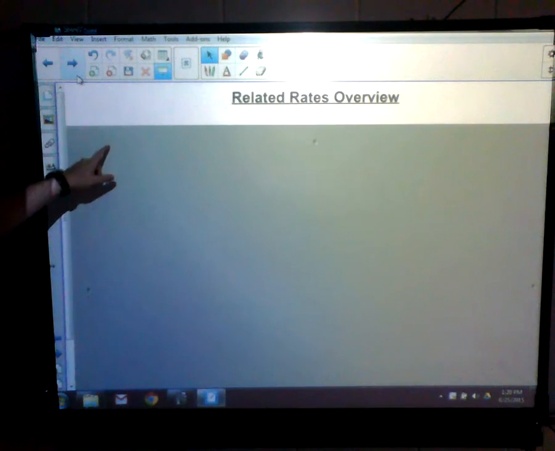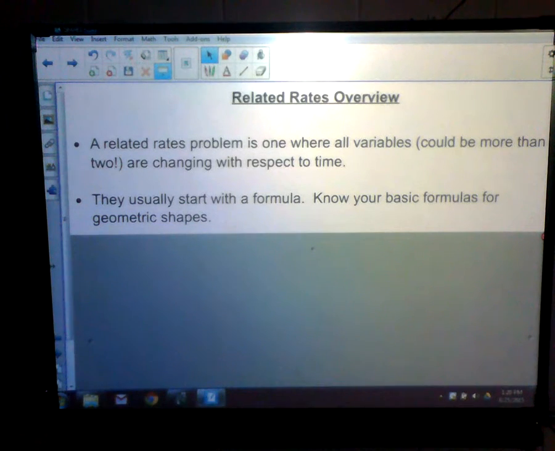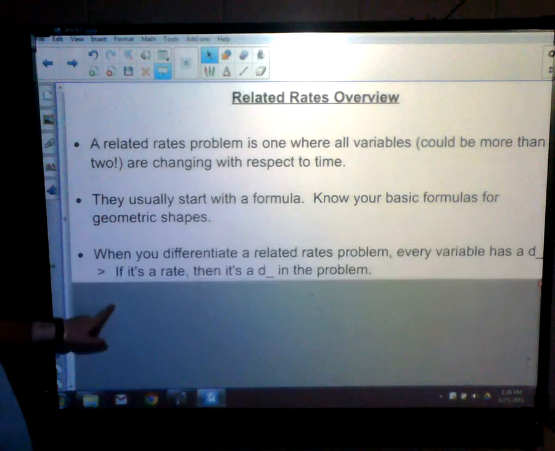Well, what is a related rate? A related rate is a problem where all the variables, could be more than 2, could be 3 or 4 or 5, they're all changing with respect to time. So it's 2 different variables changing with another variable, t, which isn't even in the problem. They usually start with a formula, so you have to know basic formulas, things like the area of a triangle or the volume of a cube or things like that. On the AP test, they usually give you the formulas that you need. I want you to have some common sense and know what these formulas are.